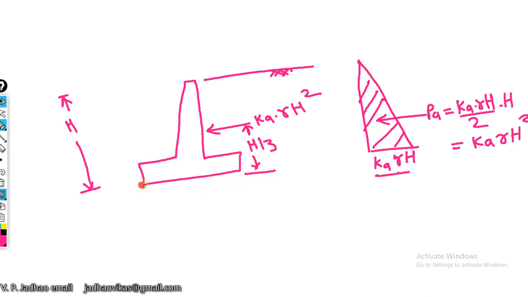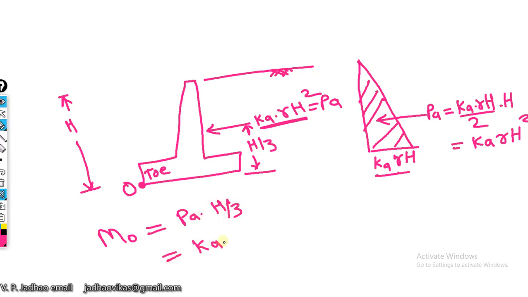So for the moment developed here, this portion is the toe, or let us consider this as point O. The moment developed is equal to the lateral pressure Pa multiplied by h by 3. Let us consider the overturning moment MO. This will be equal to Pa into h by 3. We have Pa equal to half Ka gamma H square, as we obtained here, multiplied by h by 3.